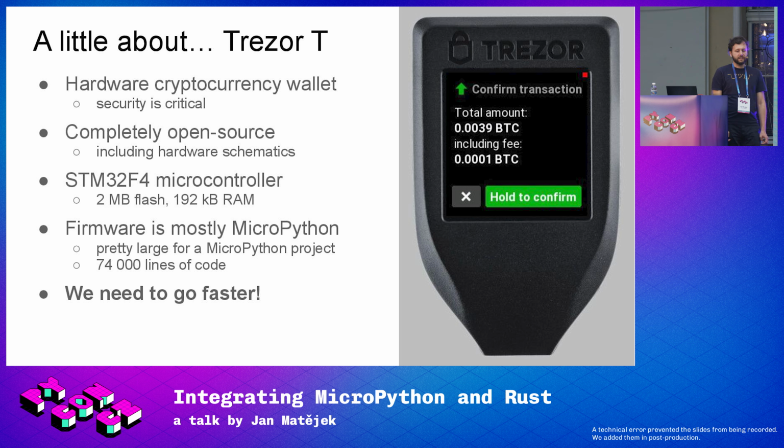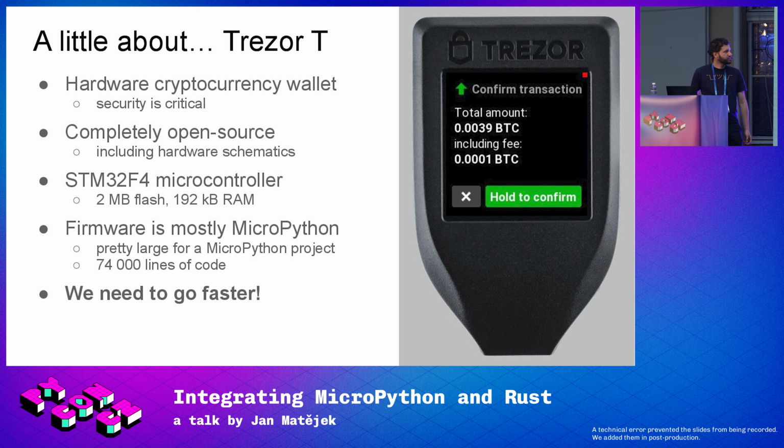The CPU inside is an STM32, which has 2 megabytes of flash, that's like hard drive, and 192 kilobytes of RAM. Not a lot for a huge Python project, which this is. For a Python project, especially for a MicroPython project, this is pretty large. We have something like 70,000 lines of code. And we actually need this to go faster because we are hitting performance limits and memory limits of the CPU.